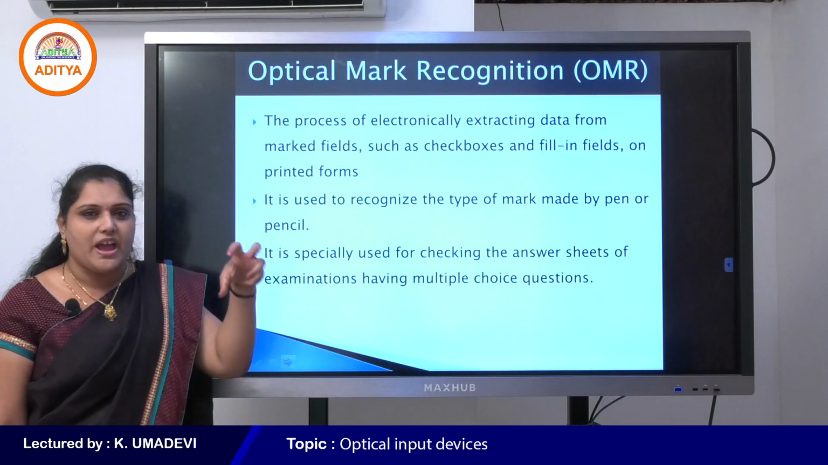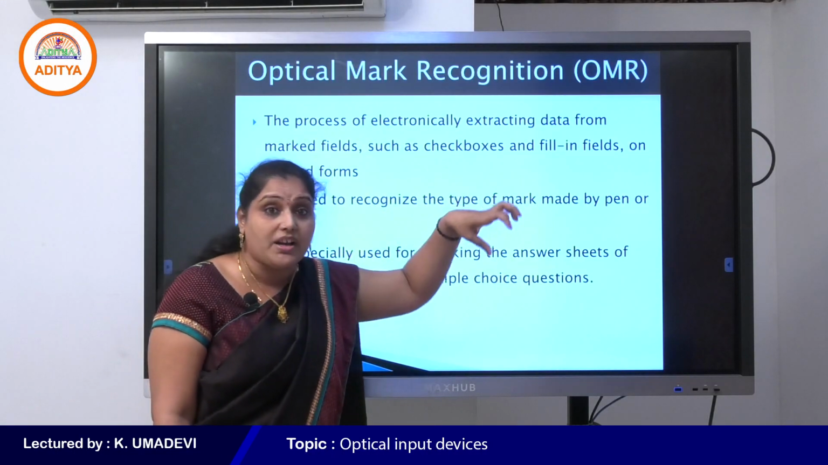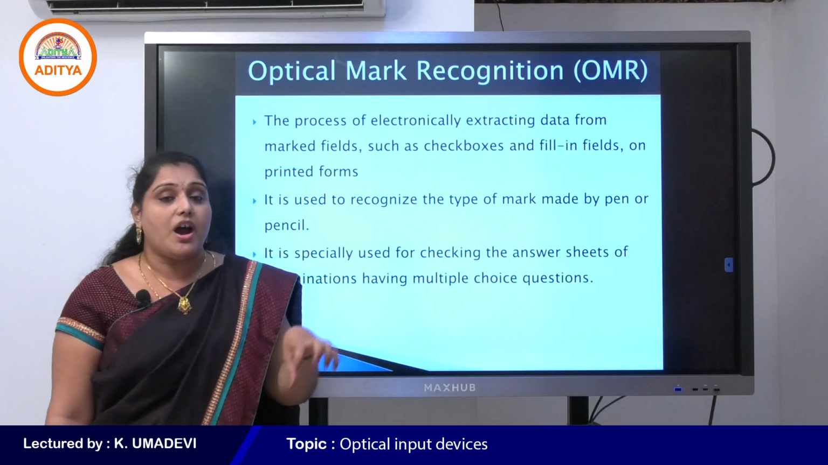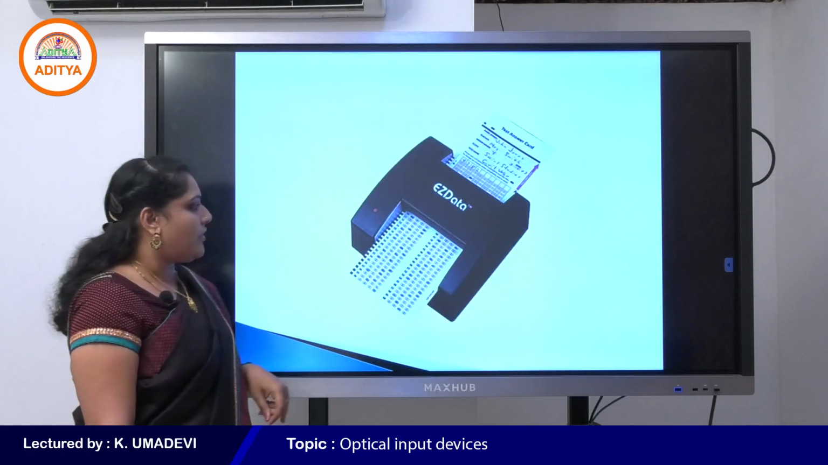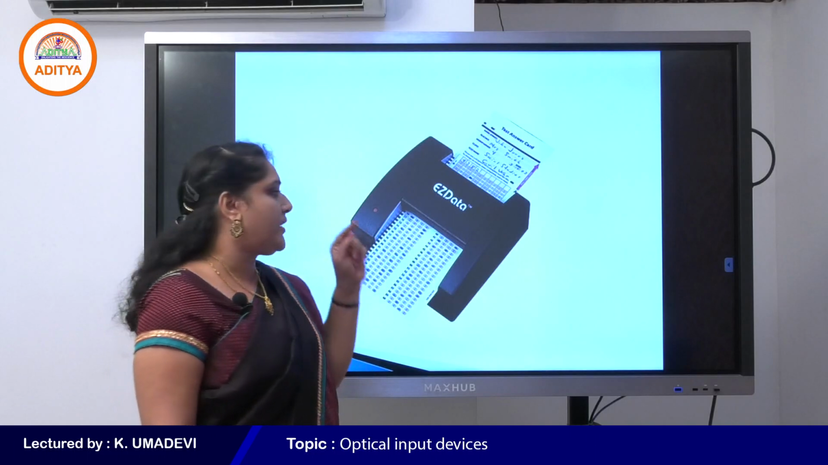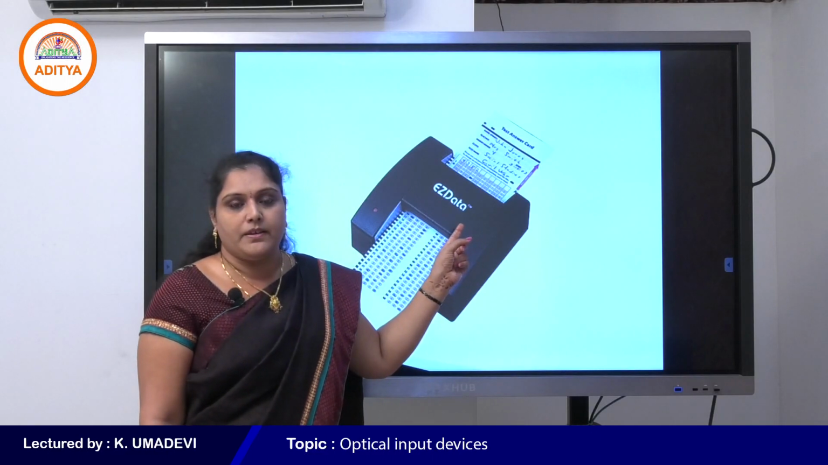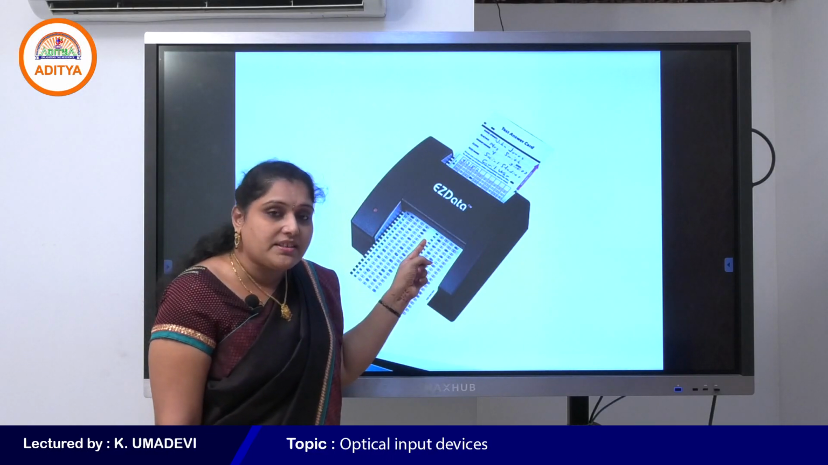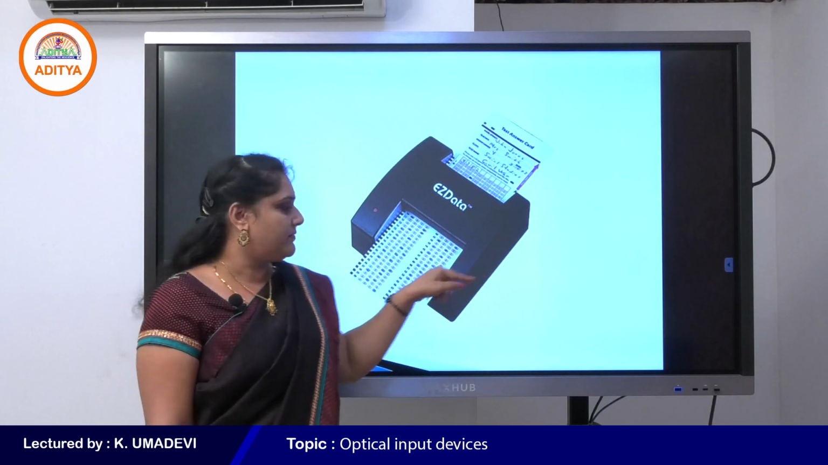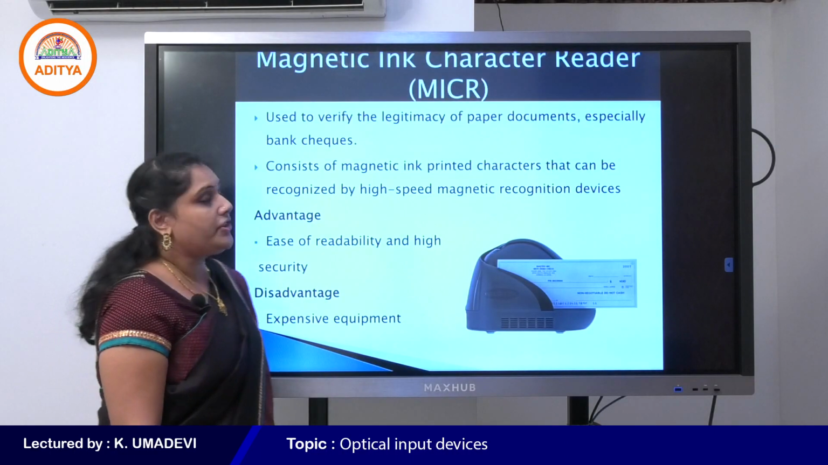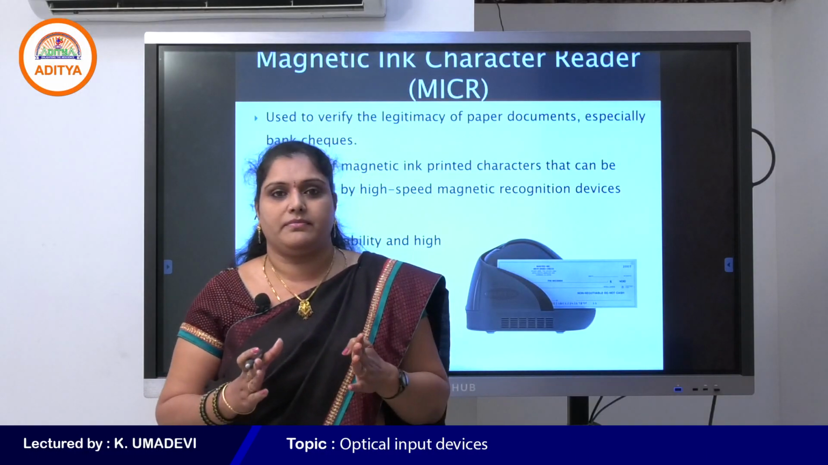So this is the process of extracting data from the marked fields, that is fill-in forms or check boxes or circles, etc. Simply, OMR sheets are scanned by an OMR device. This is one type of OMR device. See, the OMR sheets are inserted into the device because it recognizes the marks made by pencil or pen. Okay, students.